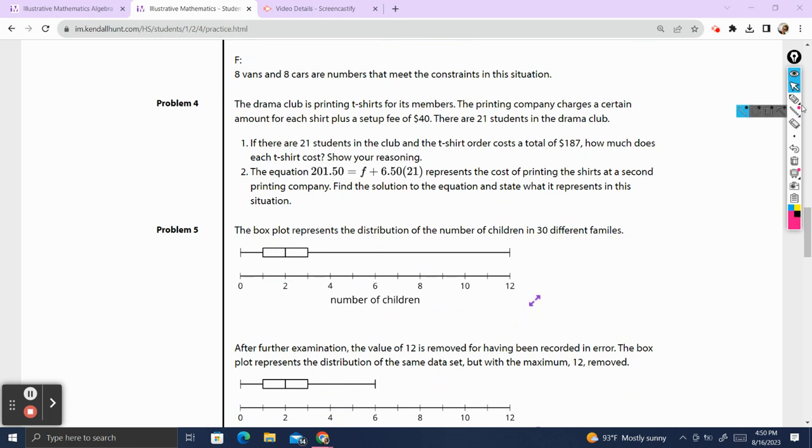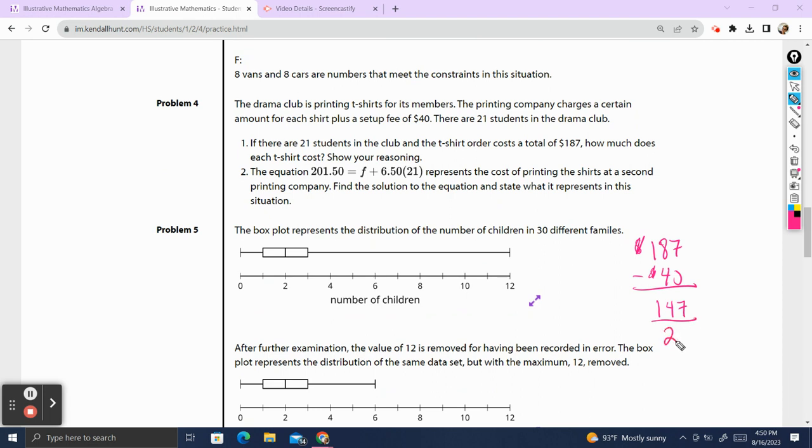Problem 4. The drama club is printing t-shirts for its members. The printing company charges a certain amount for each shirt plus a setup fee of $40. There are 21 students in the drama club. If there are 21 students in the club and the t-shirt order costs a total of $187, how much does each t-shirt cost? Well, we have $187 that was spent. We know 40 of those dollars was the setup fee. So I'm going to just subtract those 40 and be left with $147 that was spent.